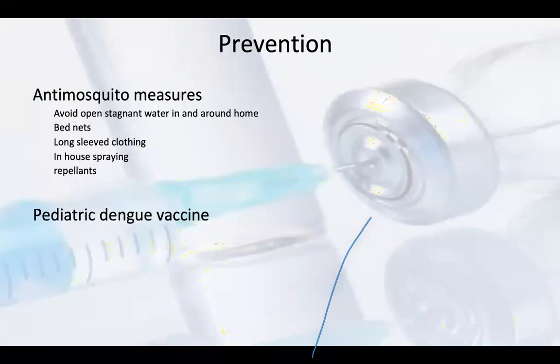Prevention: anti-mosquito measures have to be taken. Avoid open stagnant water in and around the home. Bed nets have to be used. Long-sleeved clothing has to be worn. In-house spraying has to be done. Repellent has to be used. A pediatric dengue vaccine can be given.